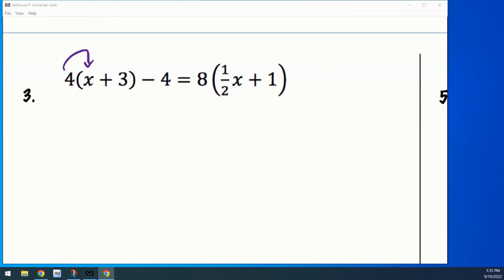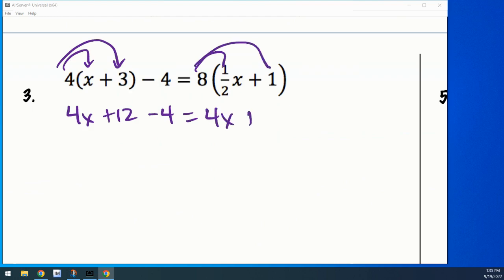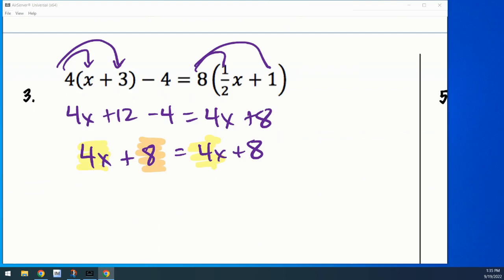So we're going to distribute through. I get 4x. I get 12. Minus 4. Half of 8 is 4. And then 8 times 1. So I combine like terms. So I'm going to look at my coefficients. They are the same. I'm going to look at my constants. My constants are the same.